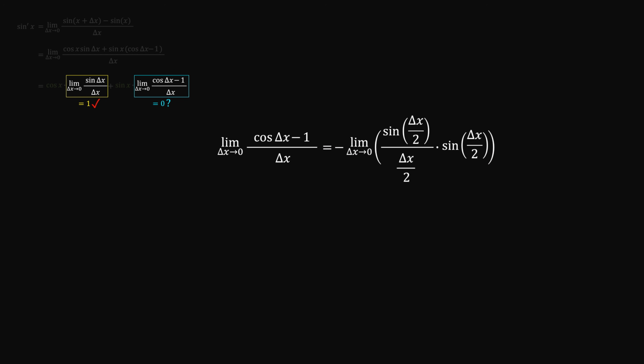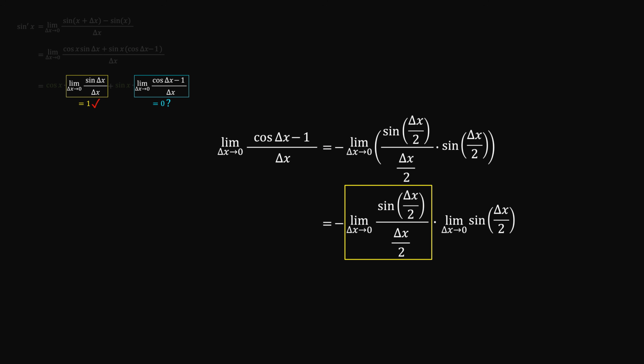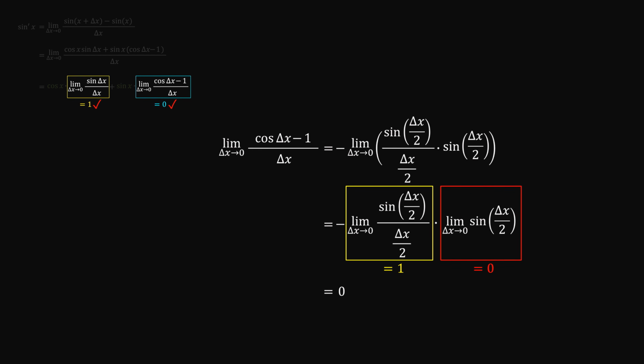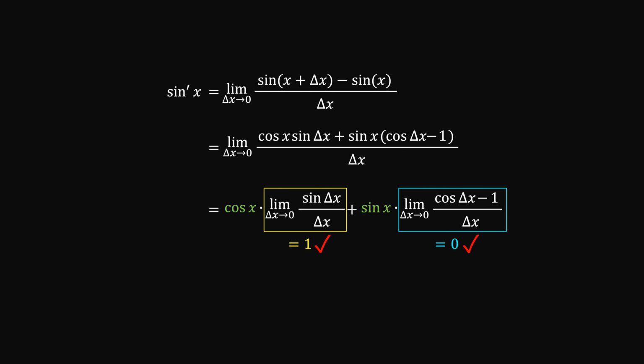We take the limit, and the limit can be split into 2. The first limit is 1, we already proved it. The second is 0 as the angle, or the radian, approaches 0. Hence, this limit is indeed 0. So the derivative of sine is cosine.